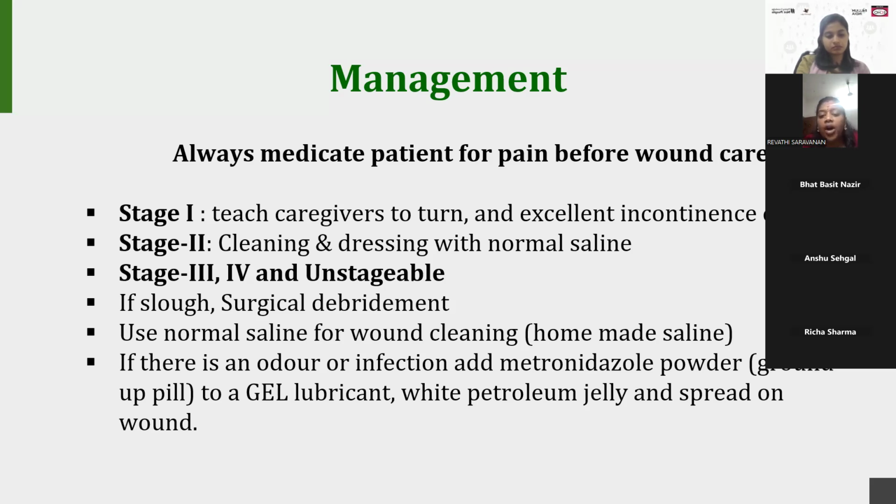If there is an odor or infection, you have to add metronidazole powder with the gel lubricant, then you can apply it on the patient's wound. So these are the management, simple management. You can do the home care itself. Homemade saline we can use for cleaning purposes and for dressing purposes too. The next slide, please.